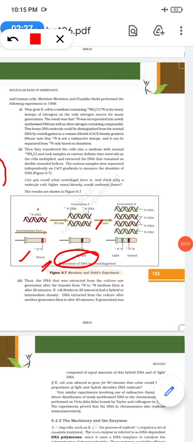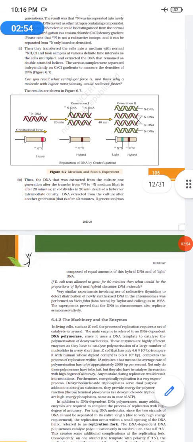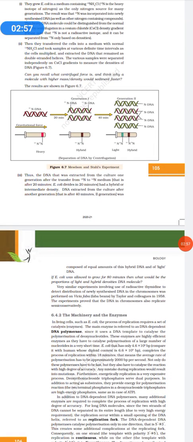Then they again extracted the DNA from the culture one generation after the shift from N15 to N14 medium. Now the E. coli divides every 20 minutes. They had a hybrid density, so there is a light density as well as a hybrid density. This showed that in E. coli, which was allowed to grow for 80 minutes, there was more of a hybrid nature.